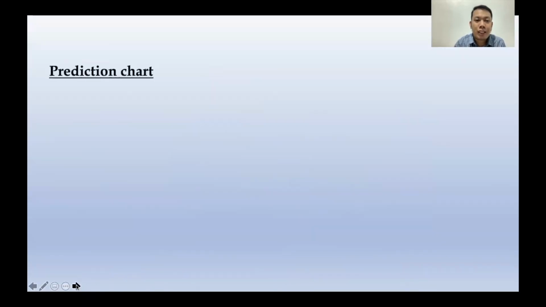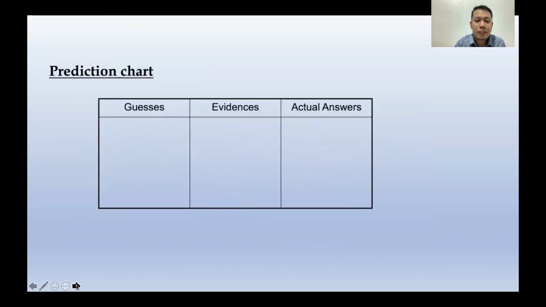Okay, another is prediction chart. A prediction chart can be used at the beginning of the lesson, no? Without telling them what's the actual answer. So prediction chart at first, they have to guess, they have to provide evidence, and at the end of the lesson, they have to write the actual answer based on the learnings on the discussion.